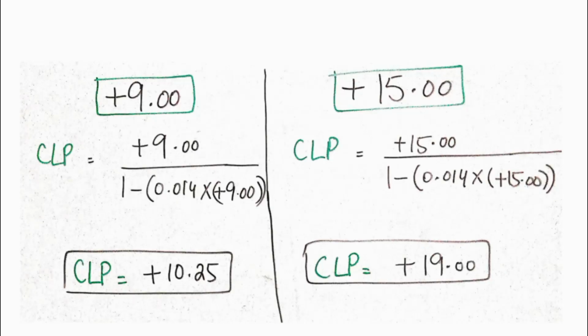So now you have placed the values. Contact lens power equals +9 divided by 1 minus brackets. In the bracket you have to multiply the spectacle power with back vertex distance in meters. So 0.014 multiplying it with +9, after calculating it, you will obtain the contact lens power which is +10.25. Doing the same thing over here, but the difference will be that the spectacle power will be changed, which is now +15. After the conversion you will come to know that the contact lens power is +19, right?